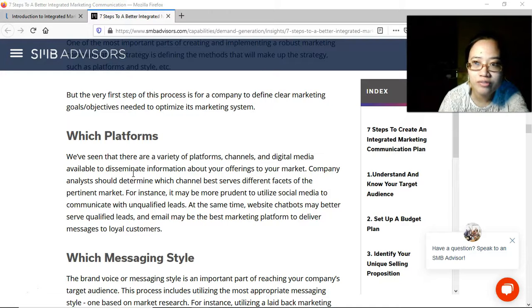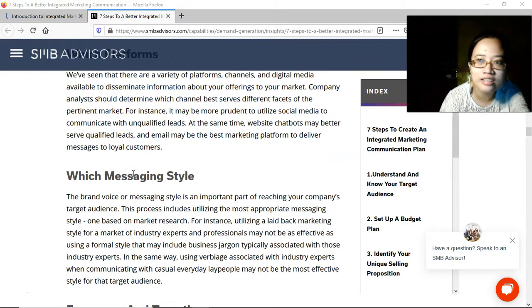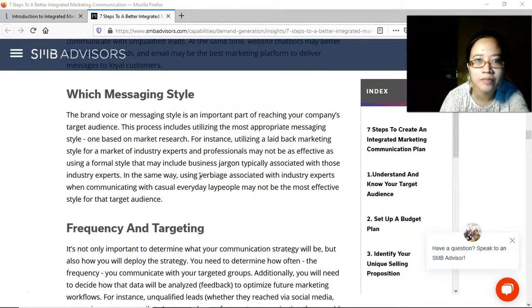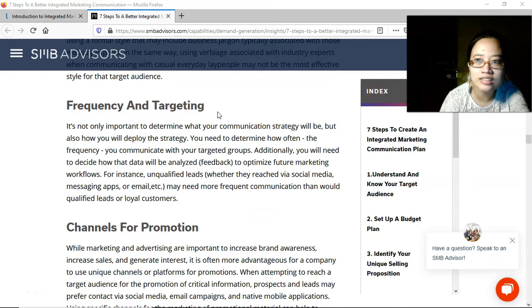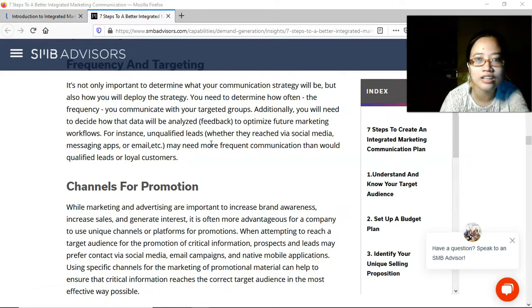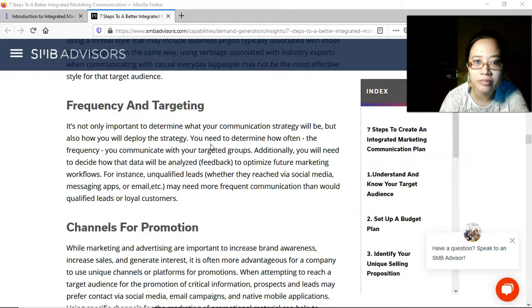Okay? Which platforms, tapos ano yung messaging style, mga teenagers ba yan, mga working individuals, young adults na natututo pa lang na mag-adulting, or mga working adults na gusto nang mag-retire, or mga retired individuals na ba yan. Okay? Messaging style, anong gusto mo? Serious, witty, relatable, funny, things like that. Frequency and targeting, gaano kadalas, sino-sino yung mga target mo. Okay, kailangan i-define yung groups, tapos yung demographics.